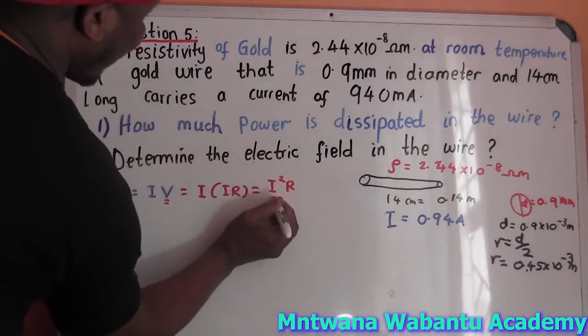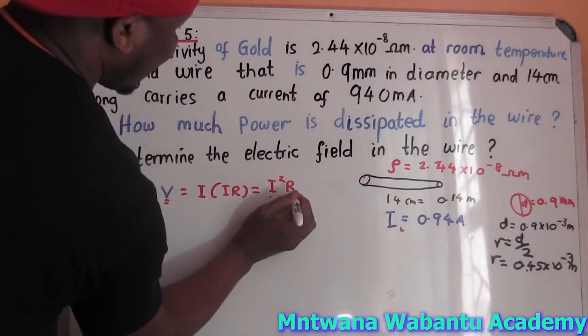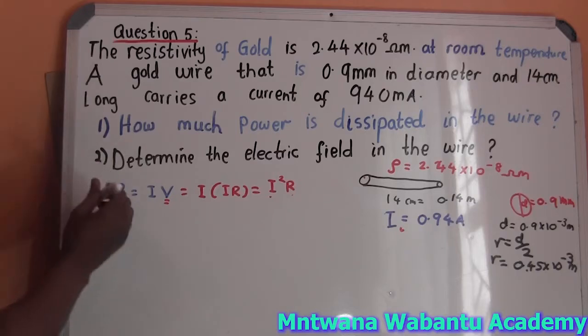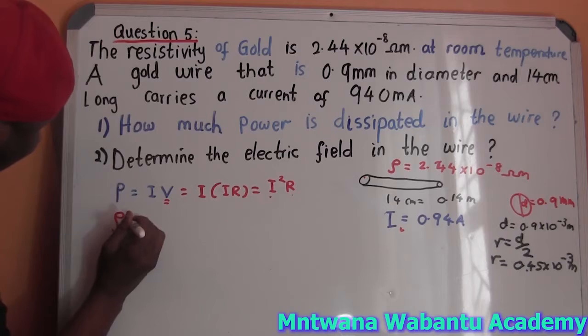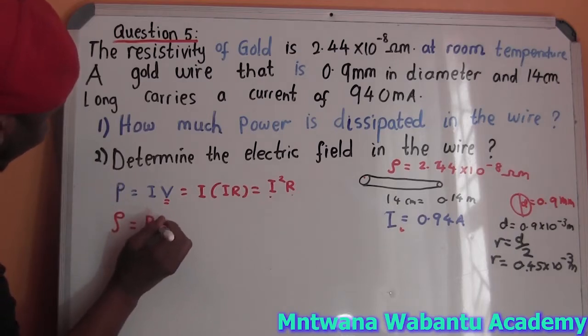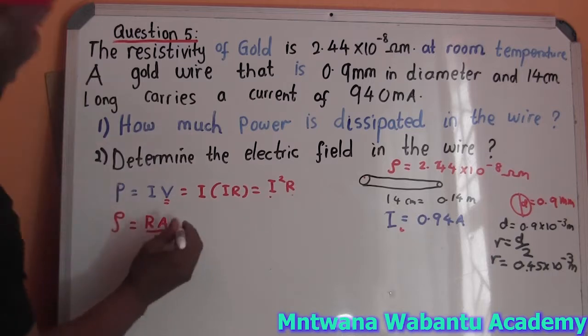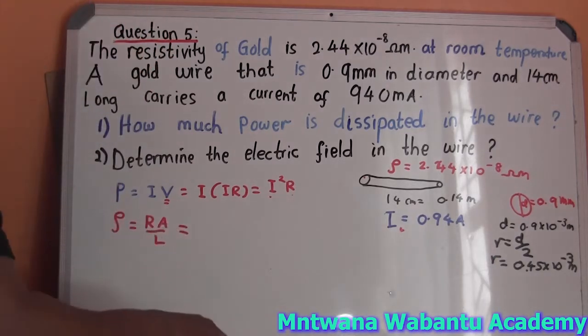So now let's look. Do we have a current? Oh yes, we have a current. Do we have a resistance? No resistance. So the issue here is to get resistance. We're going to use the formula for resistivity to get resistance. Resistivity is equal to resistance times cross-section area over length. Do you have resistance? No.